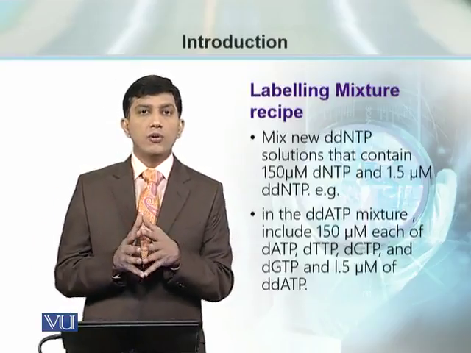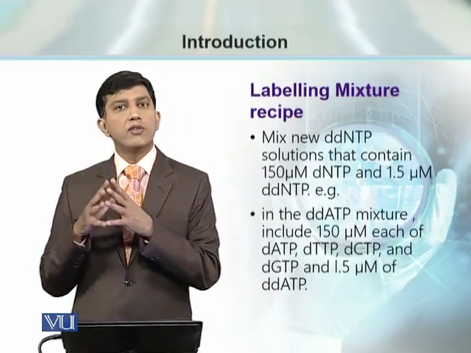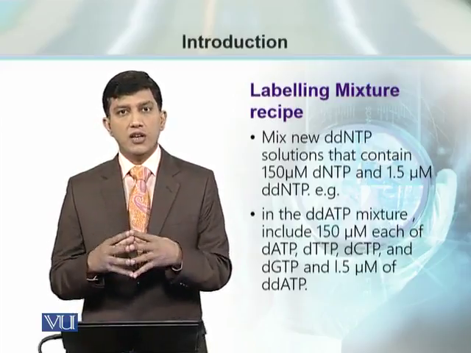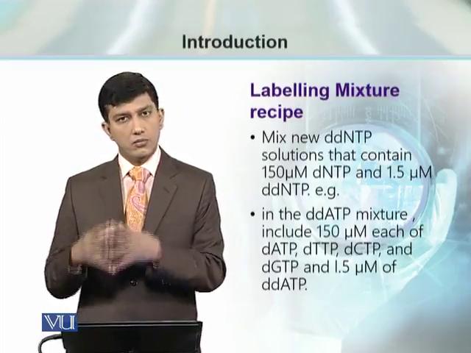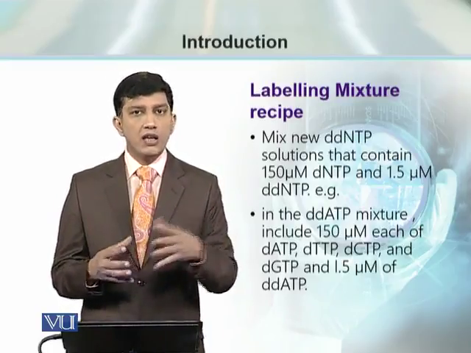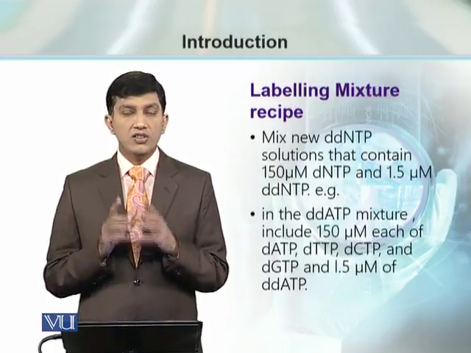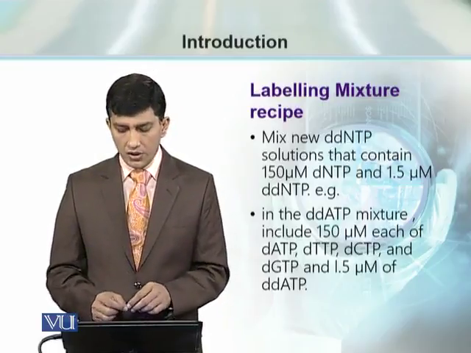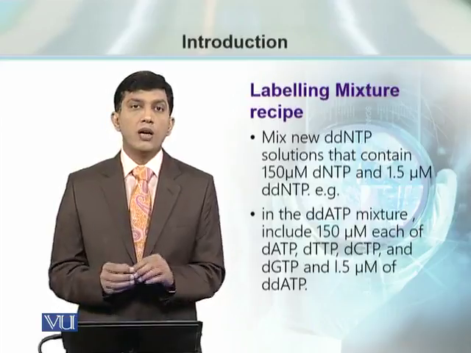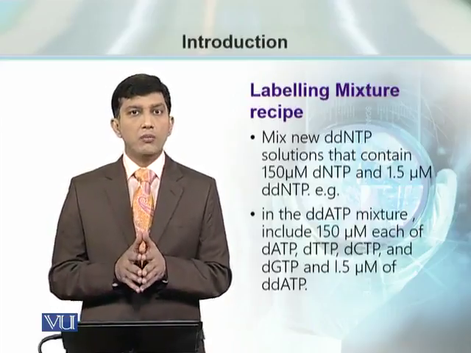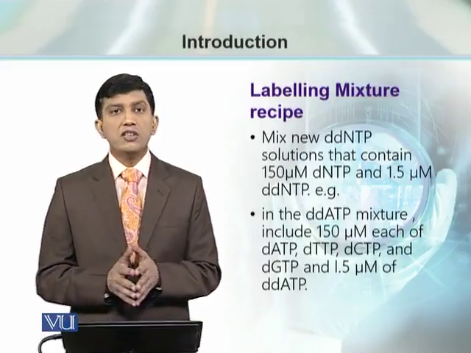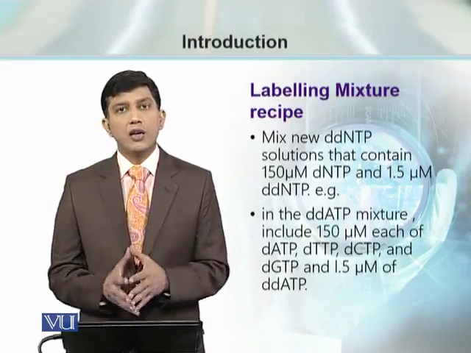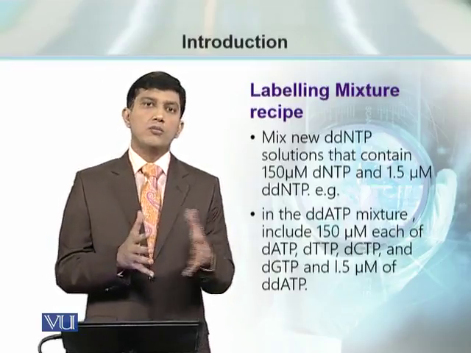So now we have to talk about the labeling mixture. We have the template DNA, we have the dideoxynucleotides, we have the normal deoxynucleotides. We choose the enzyme, whether we are going to work with the mutated Taq, normal Taq, or any other enzyme. We have to decide the concentrations of dideoxy and deoxynucleotide triphosphates. For example, we use normal nucleotides at a concentration of 150 micromolar, and we are going to use dideoxy at a concentration of 1.5 micromolar because they are going to be incorporated at a lesser ratio as compared to the normal ones.